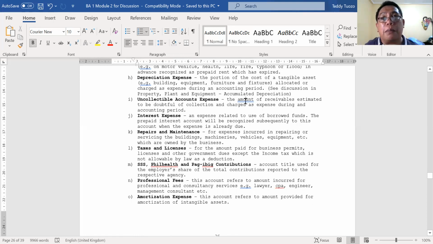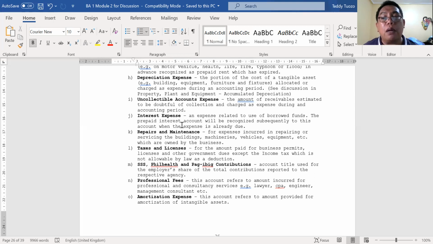So if you have an accounts receivable account, the debts of customers that they have not paid and can no longer be collected, then you can charge the balance of that receivable to uncollectible accounts expense. Interest expense, again, there is prepaid interest under the prepayments discussion: if interest, for example, is collected in advance, then prepaid interest. But if you pay it on a monthly basis regularly, then the account should be interest expense.